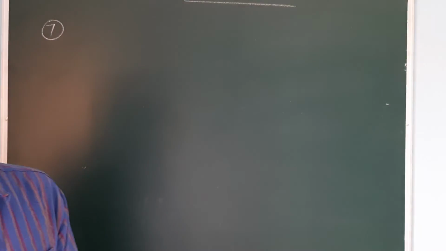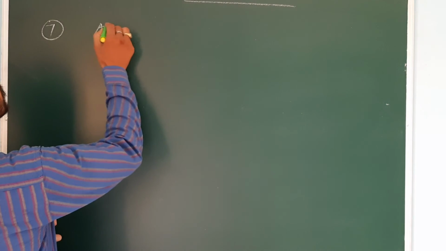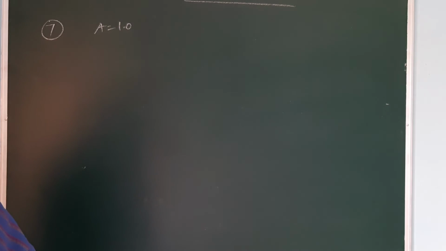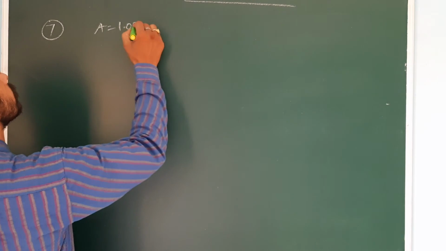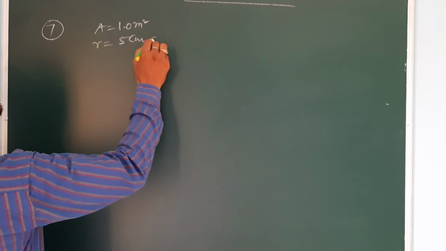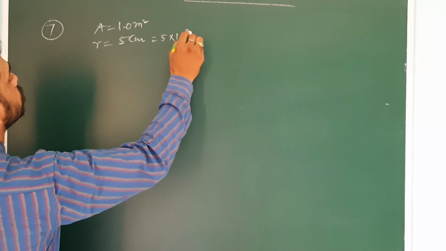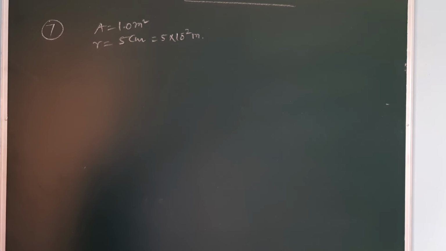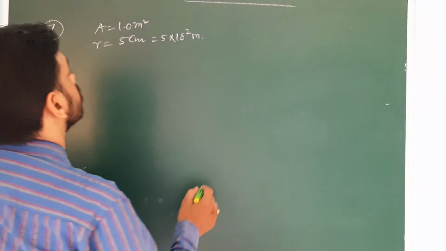What about question number 7? Two large metal plates of area A equal to 1.0 meter square face each other. They are 5 centimeter apart. The distance between them is 5 centimeter, written as 5 into 10 power minus 2 meters. And they have equal and opposite charges on their inner faces.